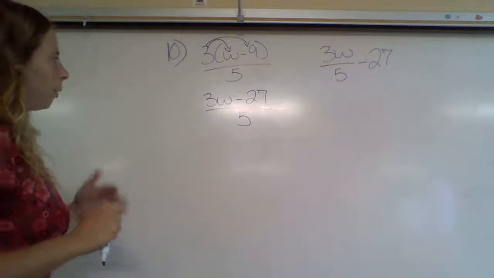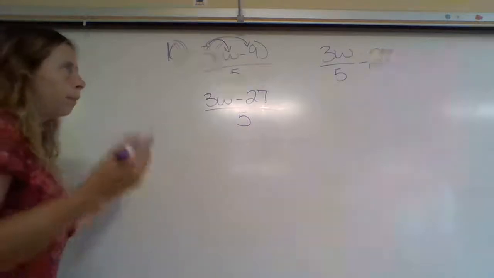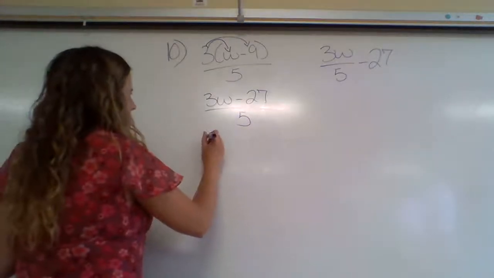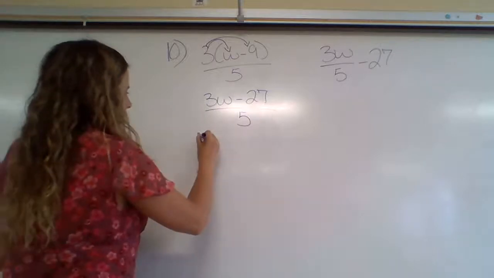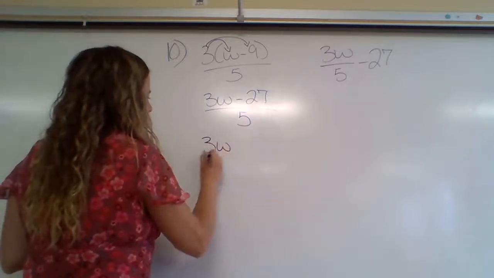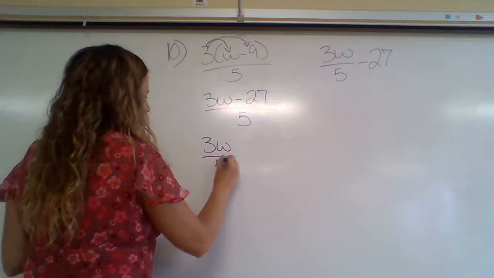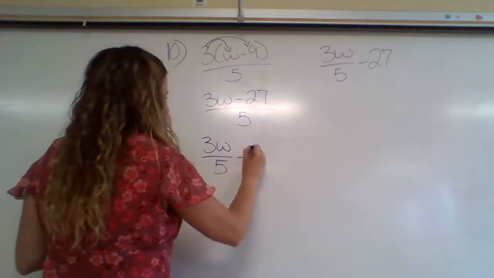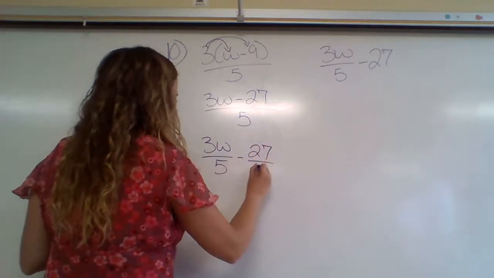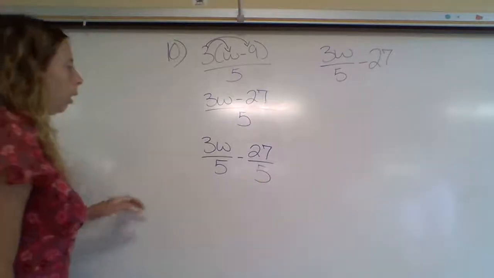Okay, you can simplify that again. Well, yeah. So you can separate these guys out. So then you'd have 3w over 5 minus 27 over 5. Okay.